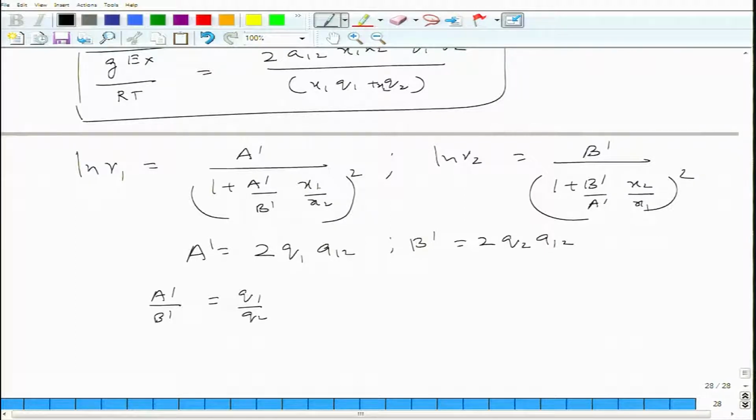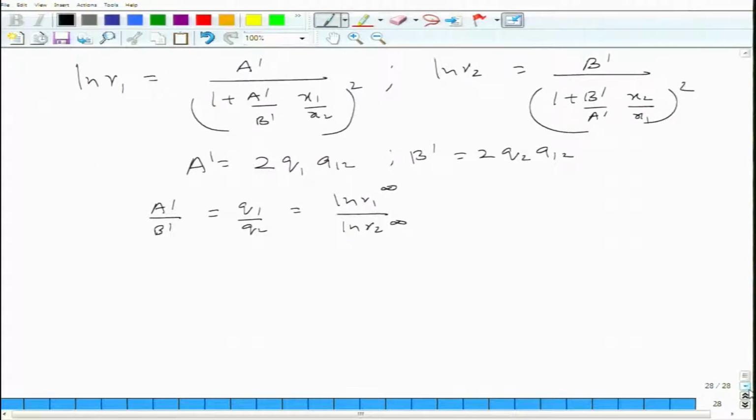So, if you consider, let us say, a dilute solution where x1 goes to 0, then ln gamma 1 infinity is nothing but A dash. Similarly, ln gamma 2 infinity where x2 goes to 0 will be B dash. So, the A dash by B dash ratio, which is Q1 by Q2, is nothing but ln gamma 1 infinity by ln gamma 2 infinity. So, this is a relation you can obtain from the experiment. So, there is a relation between these constants, which is related to the infinite dilution activity coefficient. Okay, so often we use the above relation in this form.